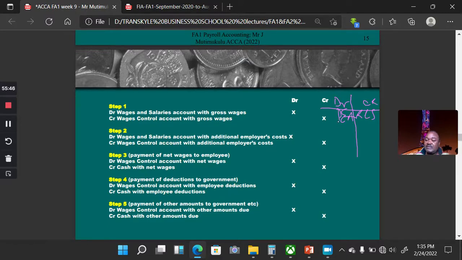We said that purchases, expenses, assets are increased by debiting, whereas the revenue, liabilities, share capital, etc., are increased by crediting. Now, wages and salaries are expenses, so whenever we are recognizing an expense, we are going to debit it. This is why at the end of the month we have to debit the wages and salaries account with gross wages, but credit the wages control account with gross wages.